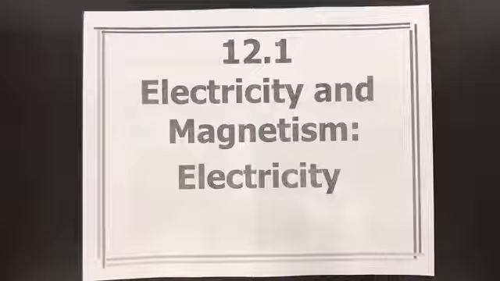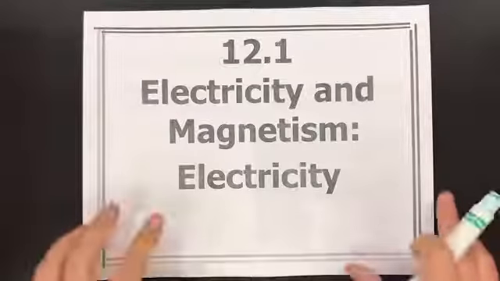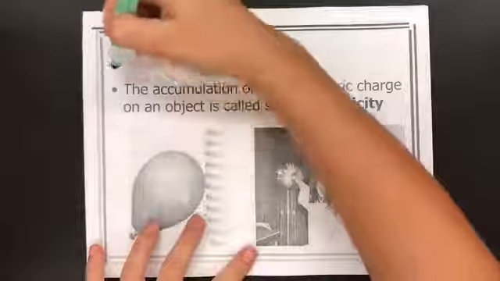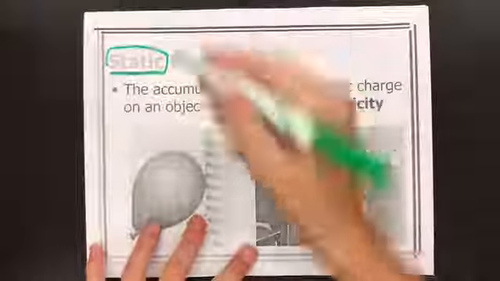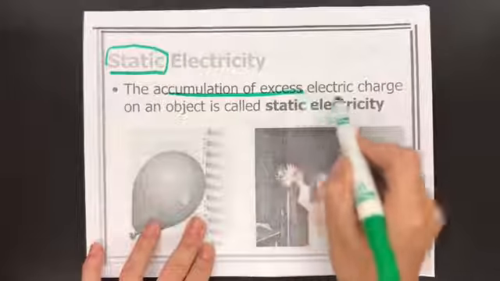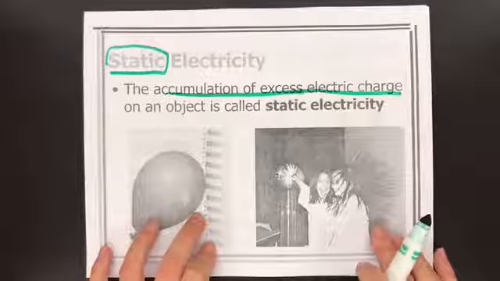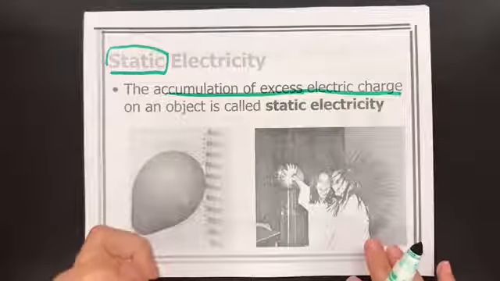Unit 12, we're going into electricity and magnetism. So today's video is going to be about what is electricity, and we're going to do a little bit of math with it, okay? So first off, let's talk about the different types of electricity. Static electricity: accumulation of excess charge. Excess charge means you've got a lot of positives or negatives going on.